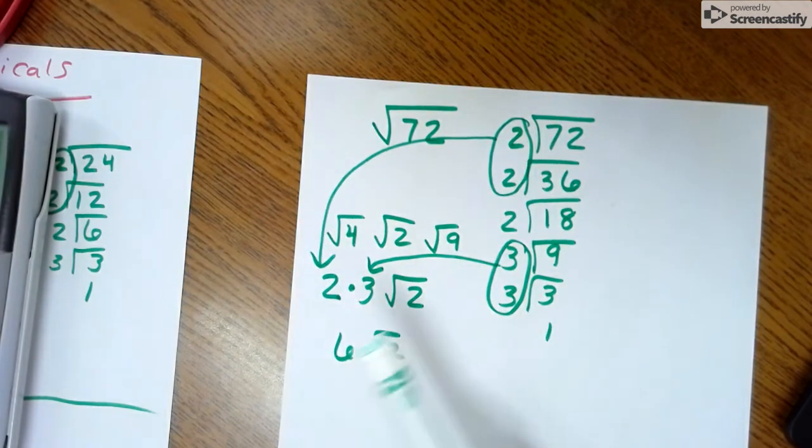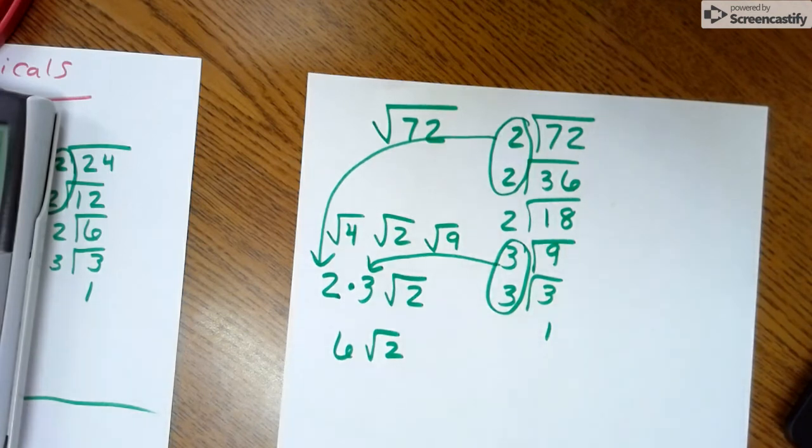So again, hopefully this helps. If you don't like this method of the factor ladder, there's many other ways to break down radicals. So again, just let your teacher know and they should be able to show you an alternate method.